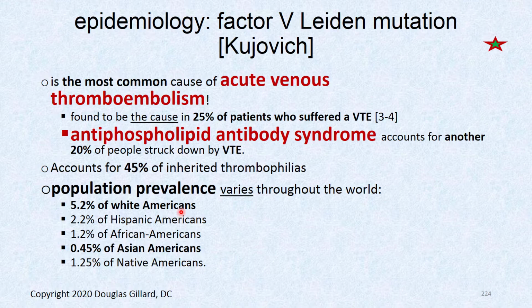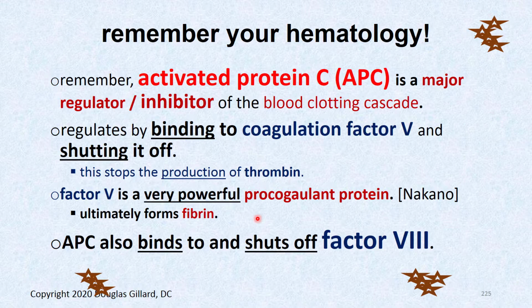And amongst white people, Hispanics 2%, African Americans 1%. Look at Asians, 0.45%. So it's quite a genetic beast here. It really targets white people. And what the heck is a factor V Leiden? What does all this stuff mean? We better explain what this means.